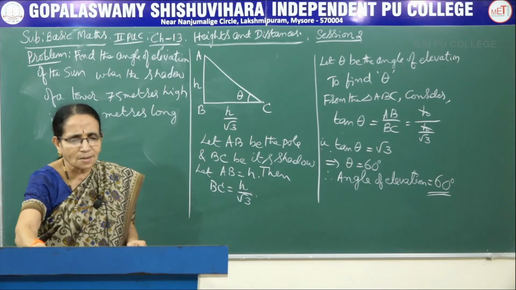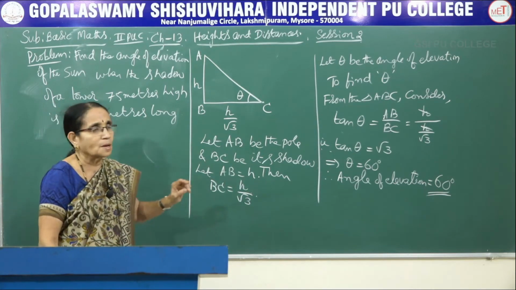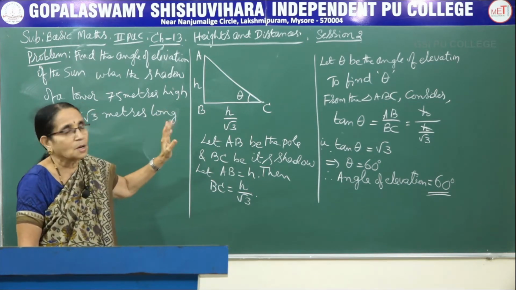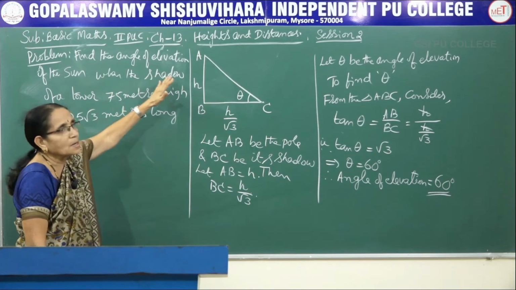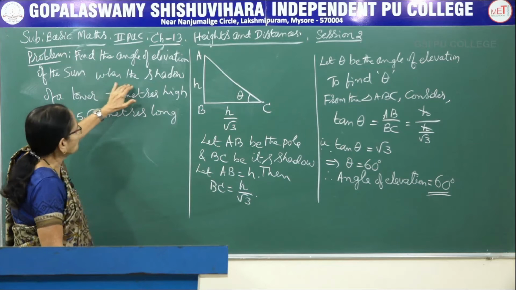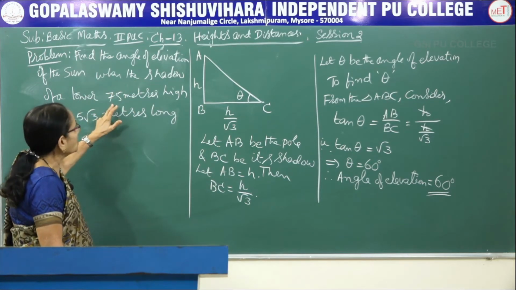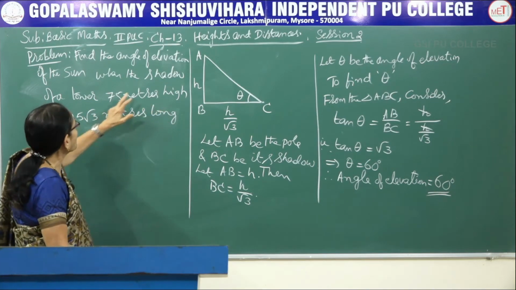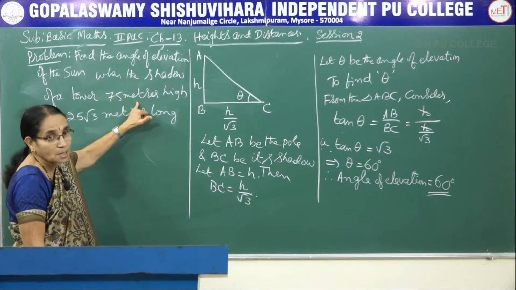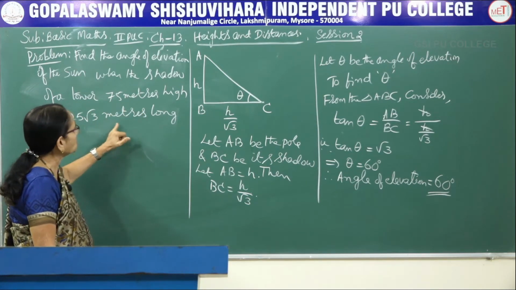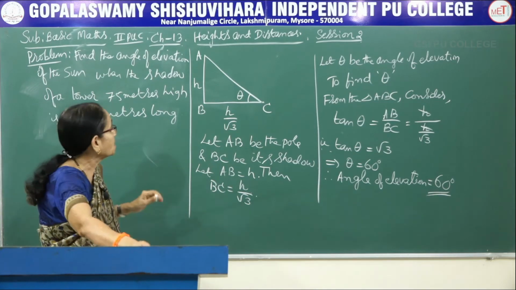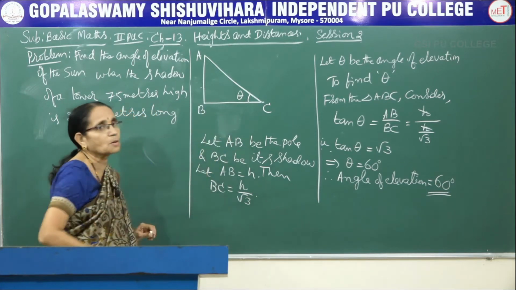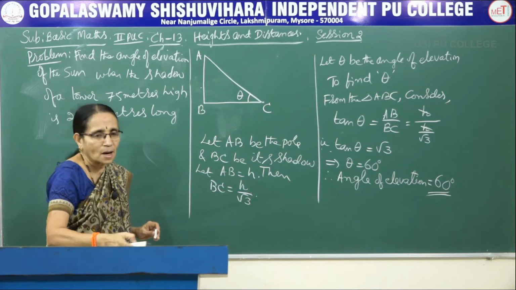So here also, just like the previous problem, but the difference is, in the previous problem the actual height of the pole was not given. I had assumed that to be equal to h. Whereas here, look at the problem. Again, we are calculating the angle of elevation of the sun when the shadow of the tower 75 meters high is 25 root 3 meters long. That means the height of the tower is 75 meters. In this one also, the length of the tower is given and the length of the shadow is also given. Again, you have to calculate the angle of elevation.